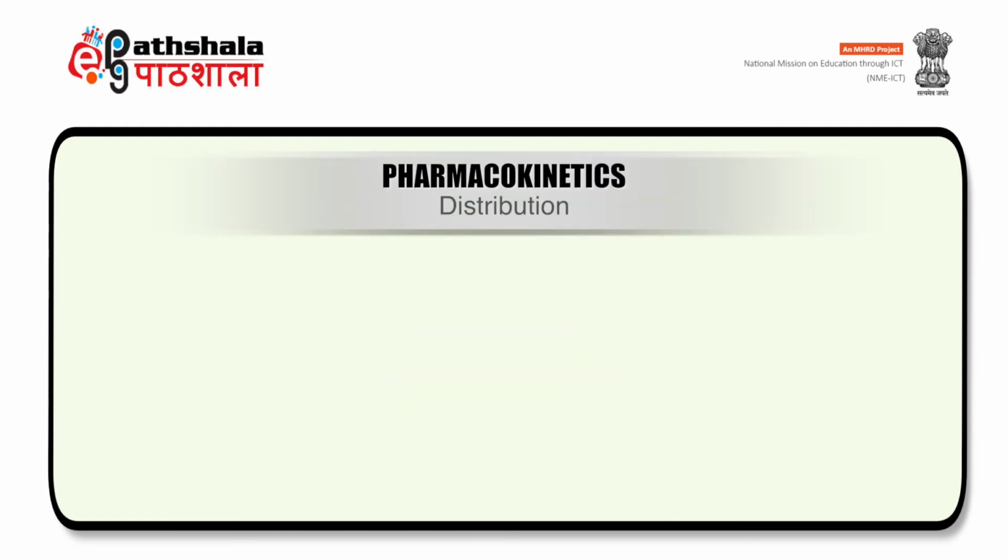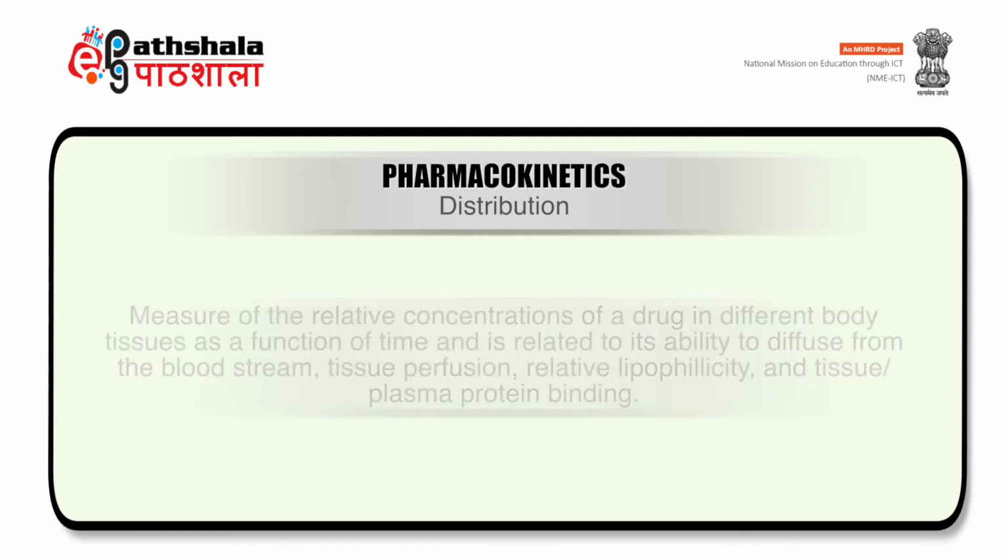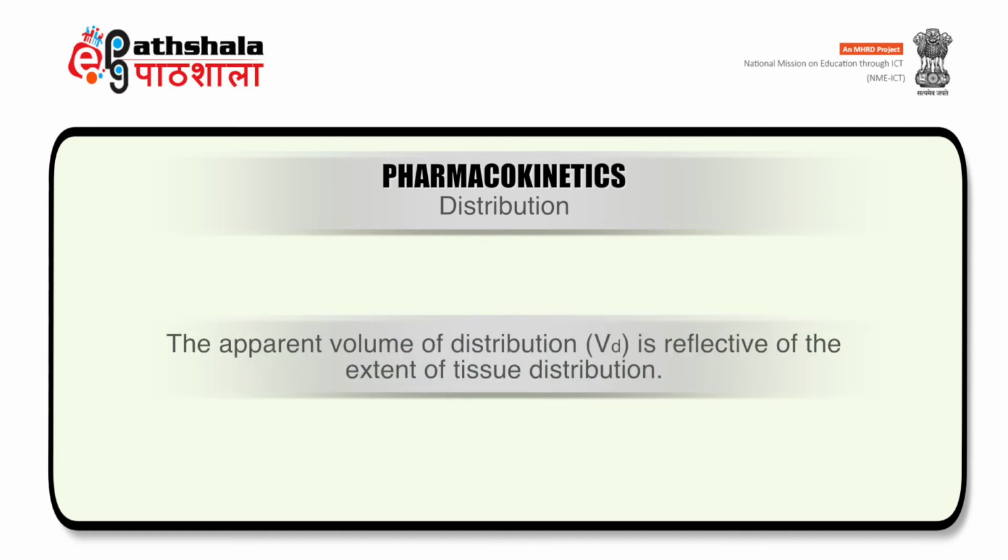Let us now understand distribution. Distribution is a measure of the relative concentration of a drug in different body tissues as a function of time, and it is related to its ability to diffuse from the bloodstream, tissue perfusion, relative lipophilicity, and tissue plasma protein binding. The apparent volume of distribution, also known as Vd, is reflective of the extent of tissue distribution.